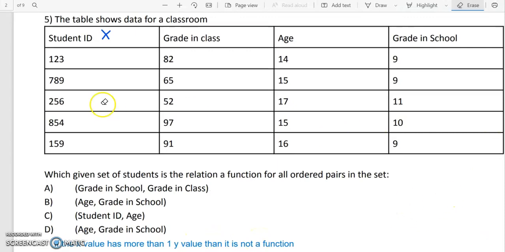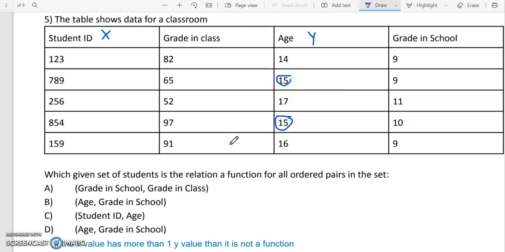All right, so if we look at the student ID and we make that our x values, then I can see that each x value is only used one time. And then if I make the age my y value, then I'll see that each x value is only used one time, and even though it's paired with multiple y values like 15, then it's still going to represent a function.